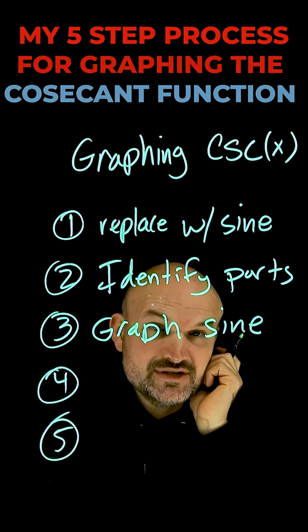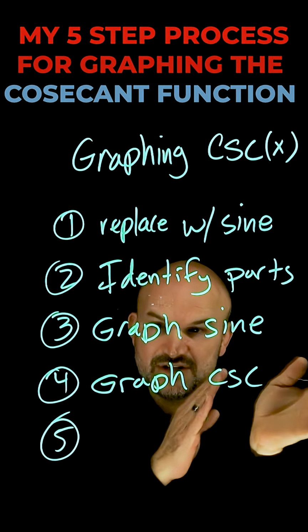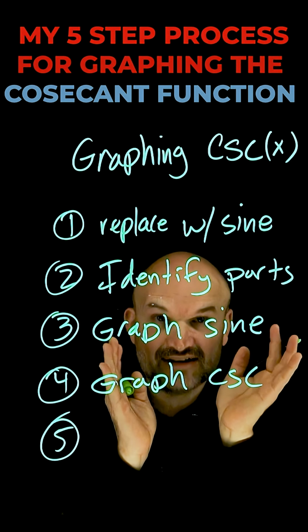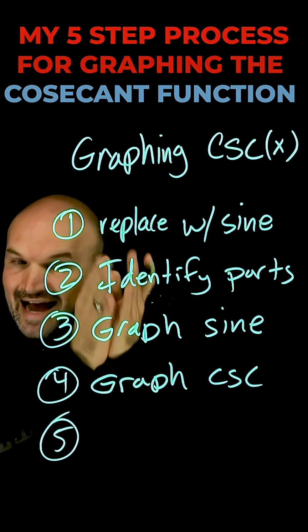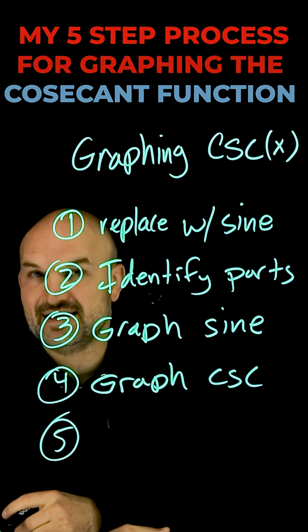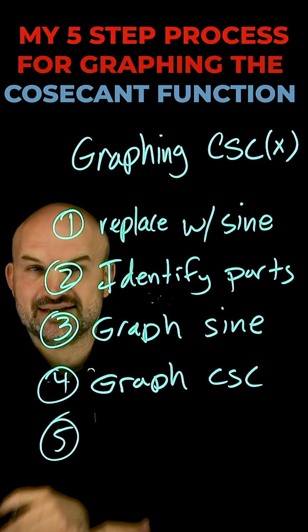Step number 4 is going to be graphing cosecant. Now, the cool thing is, once you have identified where sine is, wherever there was an x-intercept, that is going to be an undefined value for cosecant. So what that means is now you're going to have a vertical asymptote there. Wherever there was a maximum or a minimum, those are also going to be points on the cosecant graph. So a little bit of practice of working from sine to cosecant, and you'll get this down pat.